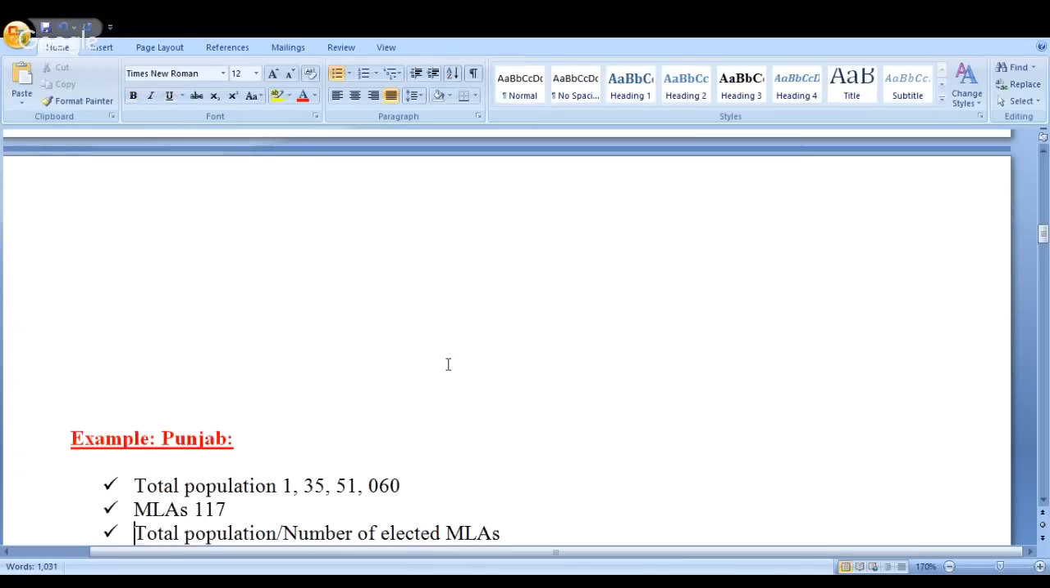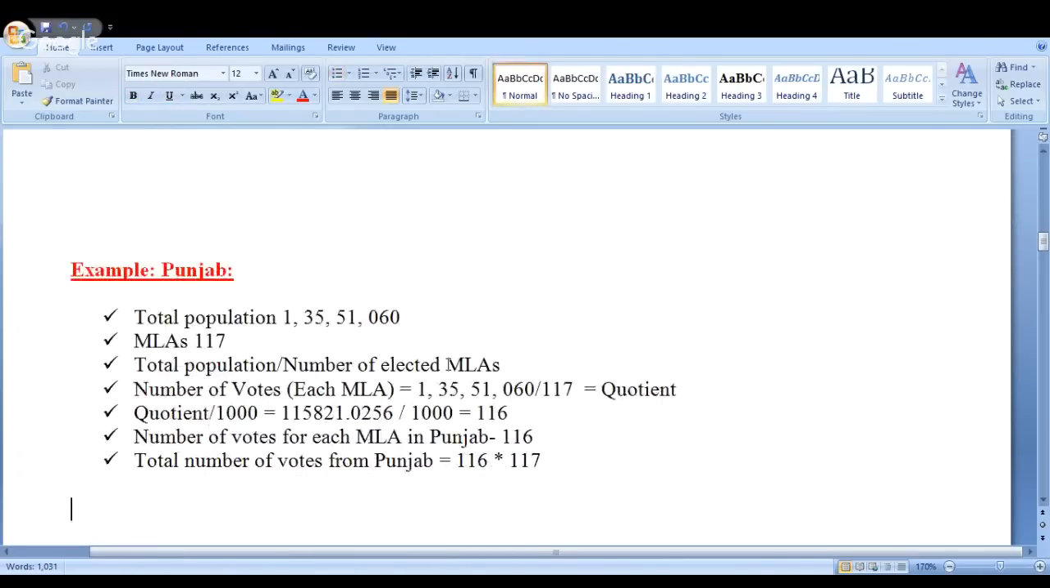Another example, I have the example of Punjab. Have a look at this. Total population of Punjab: 1 crore 35 lakhs 51,060. MLAs: 117. So the total population has to be divided by the number of elected MLAs, and you are getting the vote value of one MLA in Punjab as 116.